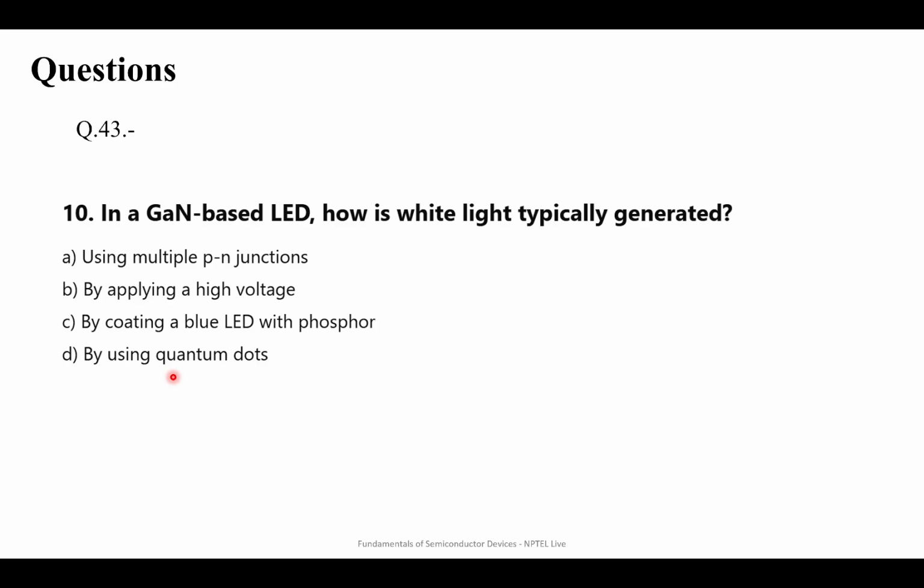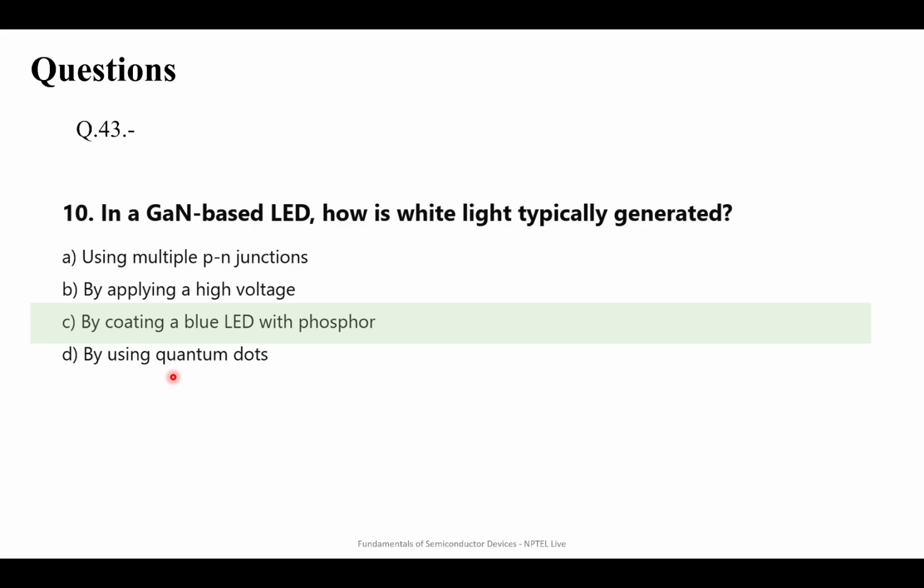In a GaN-based LED, how is white light typically generated? Using multiple PN junctions, by applying a high voltage, by coating a blue LED with phosphor, by using quantum dots. Option B, sir. The answer here would be option C, by coating a blue LED with phosphor.